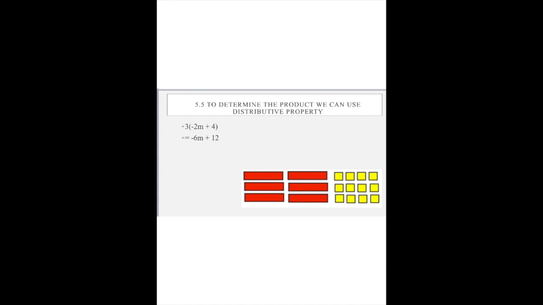So if we revisit the same problem here, same polynomial, 3 times 2m. So what is 3 times negative 2? Negative 2 times 3 is negative 6. The m goes with it. And then 3 times positive 4. I always like to look at plus as a positive, which you can either say plus 4 or positive 4. You're going to end up with plus 12. So if you do it step by step, it makes it a lot more simple.